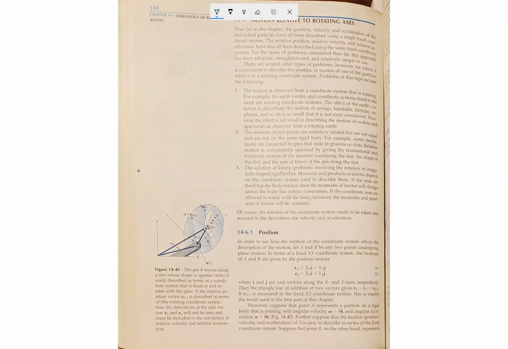Okay, next is point 2. It says the motions of 2 points are somehow related but are not equal and are not on the same rigid body. For example, some mechanisms are connected by pins that slide in grooves or slots. Okay, that is basically what they're talking about in the figure down below. Down here we've got this object that's rotating about point A, and then we've got this pin that goes up and down in this slot.